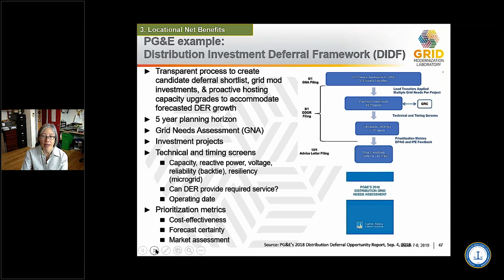from these different planned investments, they screen them. Can DER help with the problem? Do they have time to do a solicitation? And they end up with some candidate deferral projects that they then prioritize. And they use different prioritization metrics that I'll describe. And then they can go out to bid with the top projects from that. So if you go to the next slide, Carrie.